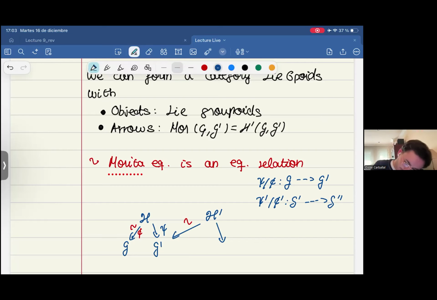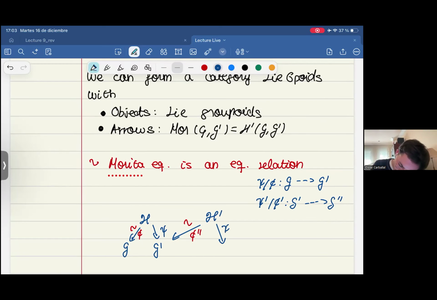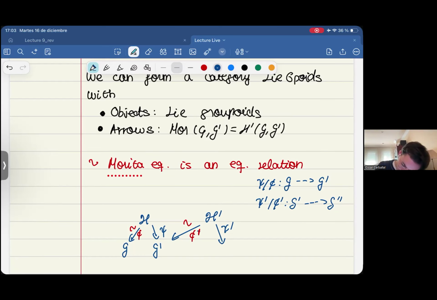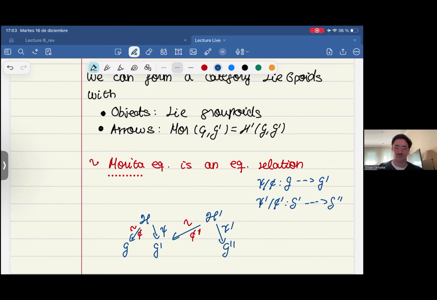Sorry. This is phi prime prime. This is psi prime. Okay, in this way, right? So we have two generalized maps from G to G prime, which means a Morita map from H to G, and a map psi from H to G prime, then a Morita map from H prime to G prime, and then a map from H prime to G prime prime.